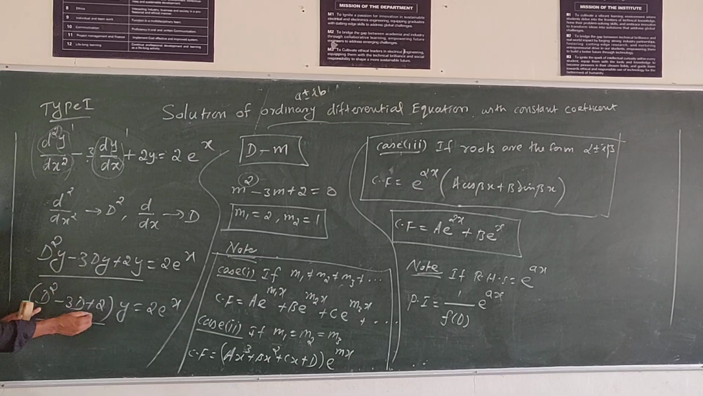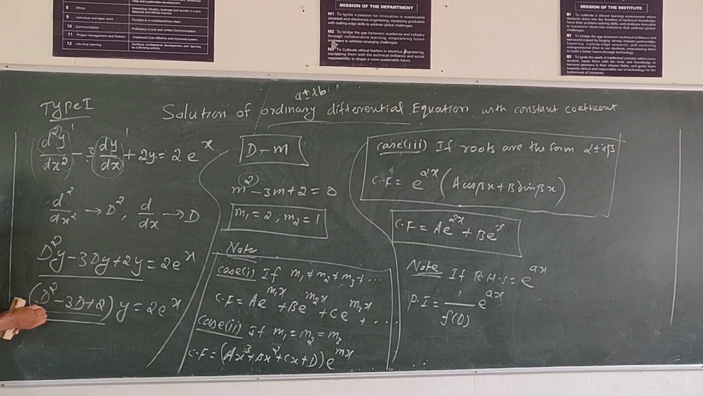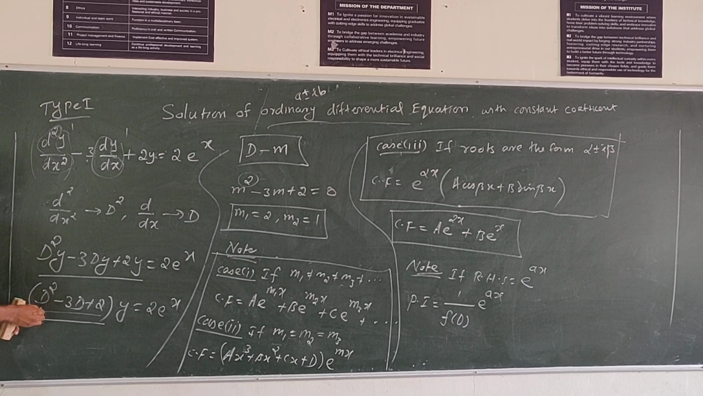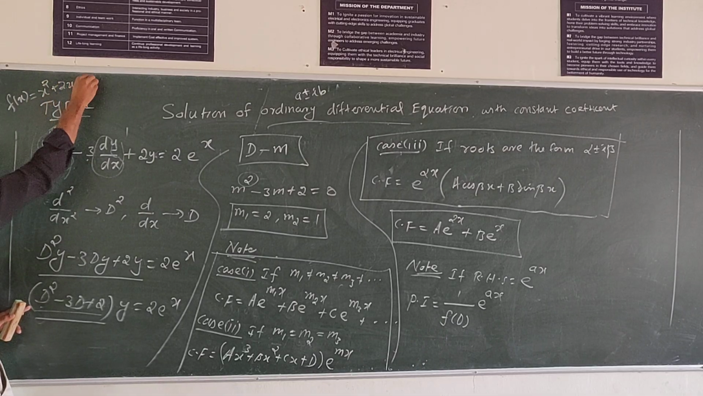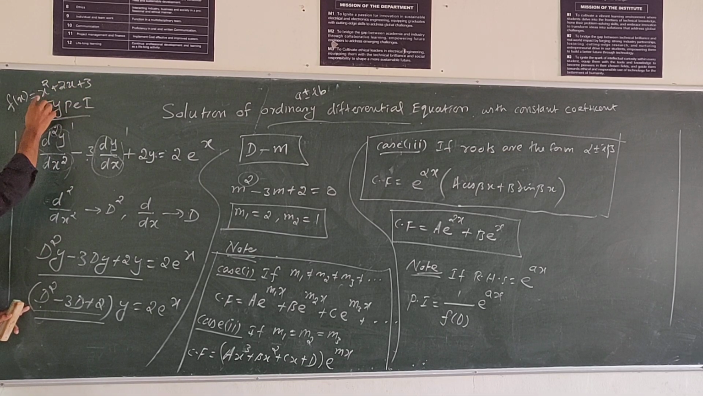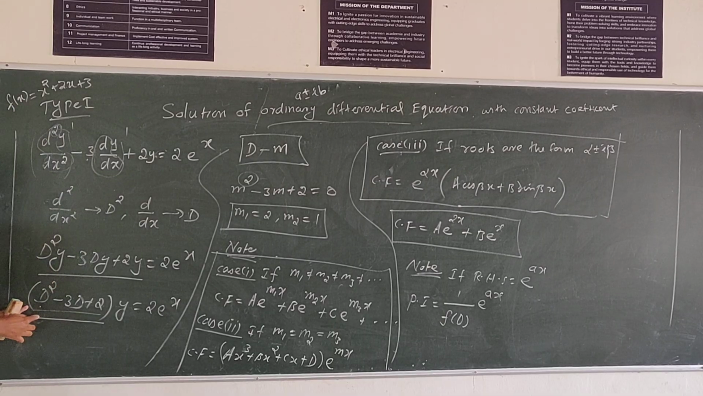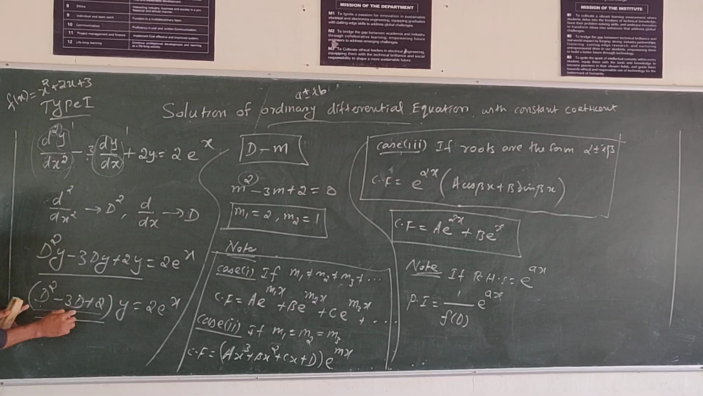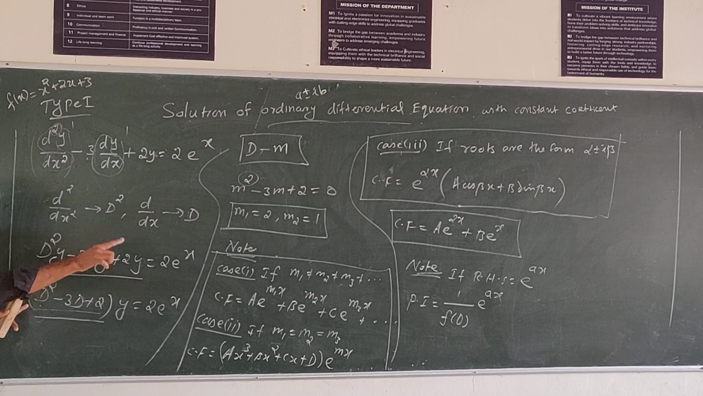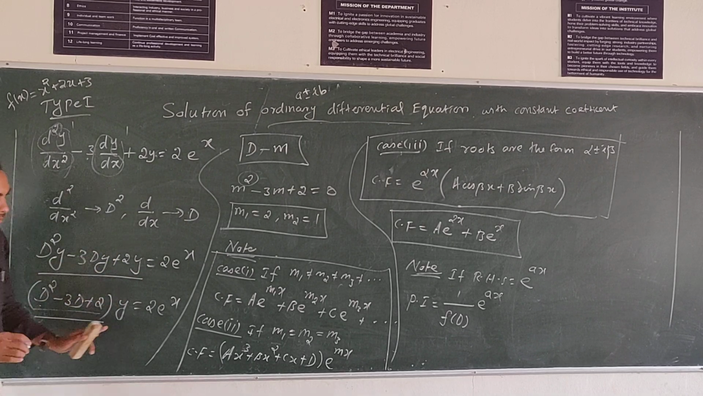Listen. These are all in terms of D. So generally we can write f of D. f of D means a function in D. f of x means a function in x, like x square plus 2x plus 3, so in terms of x. Here it is in terms of D. So f of D indicates D square minus 3D plus 2. It is a particular case. Generally we have to write f of D.